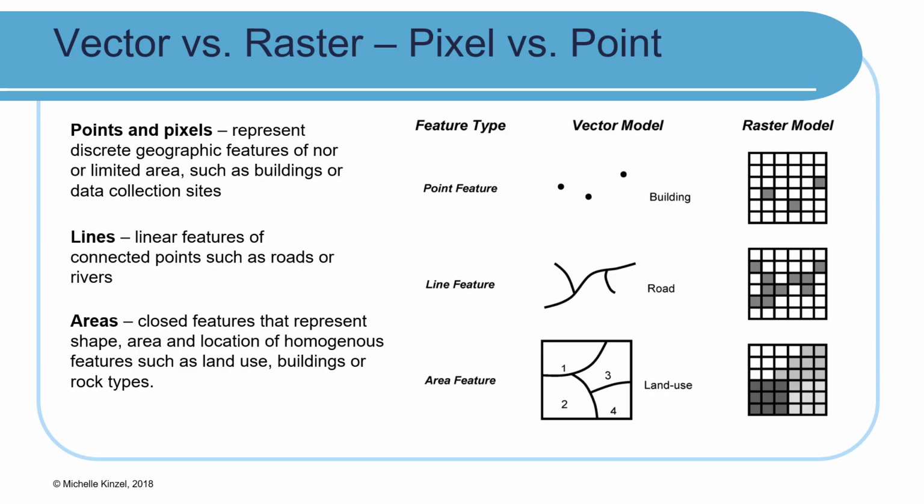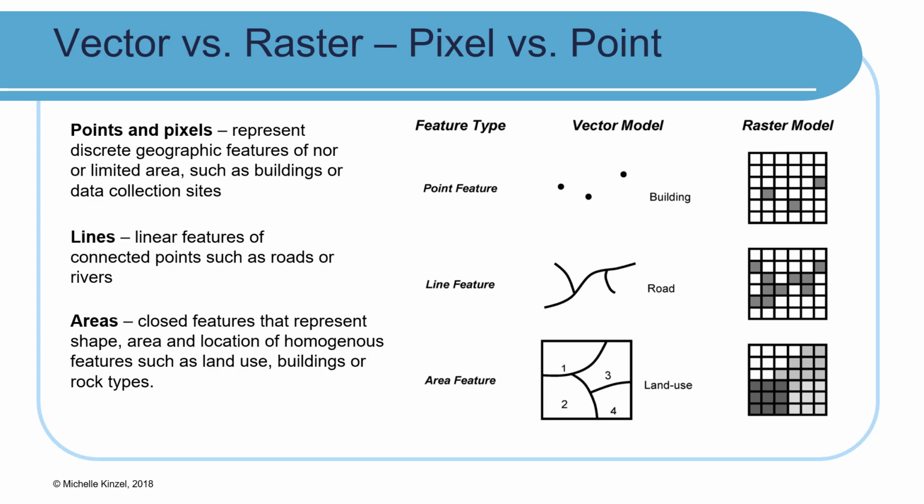So when we compare points and pixels and lines and areas, a point and a pixel represents discrete geographic features. They're countable and they're of a limited area, such as buildings or data collection sites. Lines are linear features of many points that are connected together, and this would be things such as roads or rivers. And then areas are closed lines, and these features represent shape, area, and location of homogeneous features such as land use, buildings, or rock types.